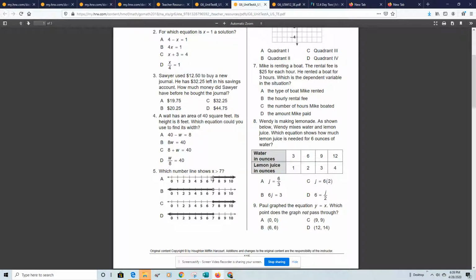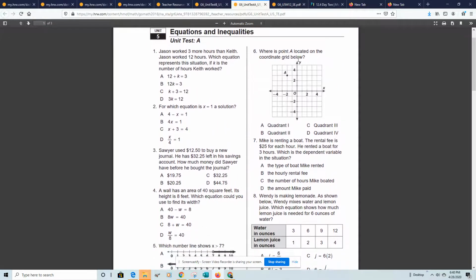Here we have inequality. So you remember that, right? So the open sign versus the closed, what does that mean? And then you check your work. Which number shows x is greater than 7, right? So depending on what it's asking you, you have to check numbers on both sides to see if it's true. Let's go back up above.